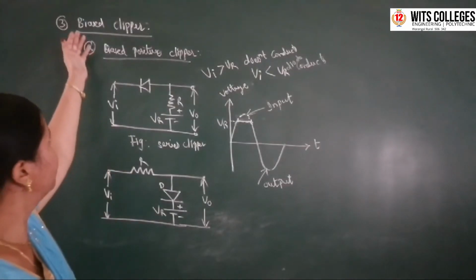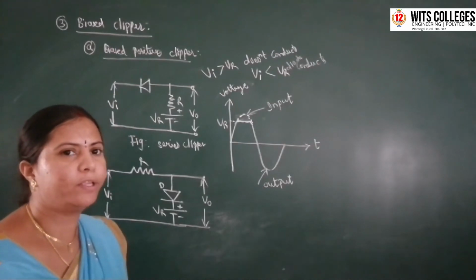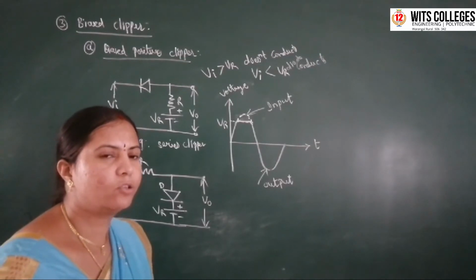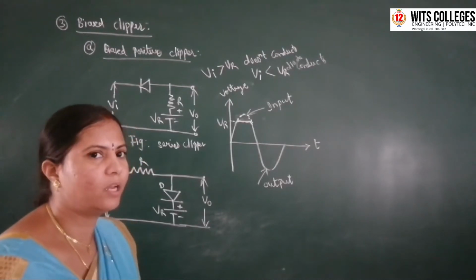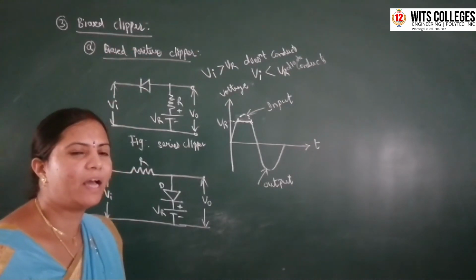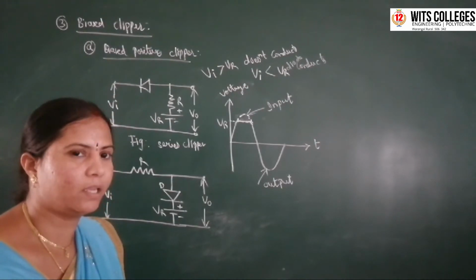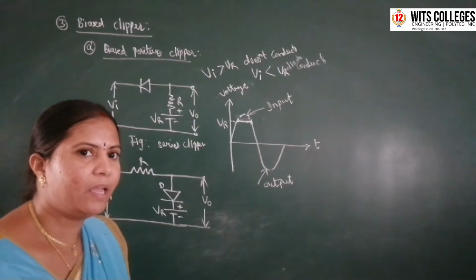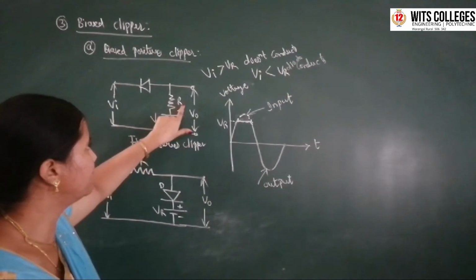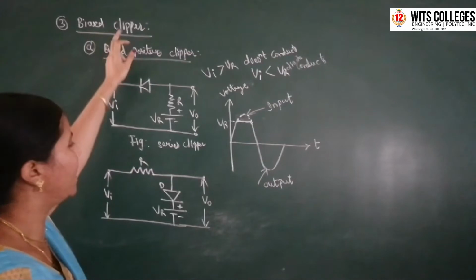The next one is the biased clipper. In some applications we have to remove either the positive or the negative half cycle of the input AC signal. In those applications we use biased clippers. What is the meaning of bias here? In biased clippers, the clipping level of the waveform is adjusted by applying a bias in series with the resistor or with the diode. That's why it is named the biased clipper.